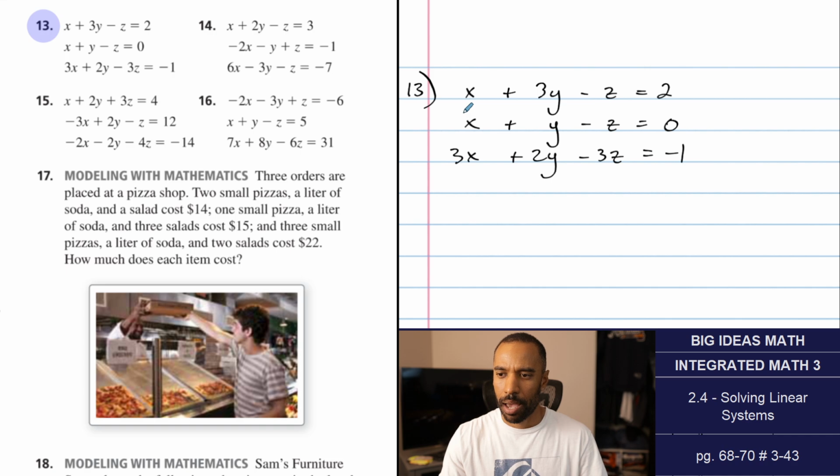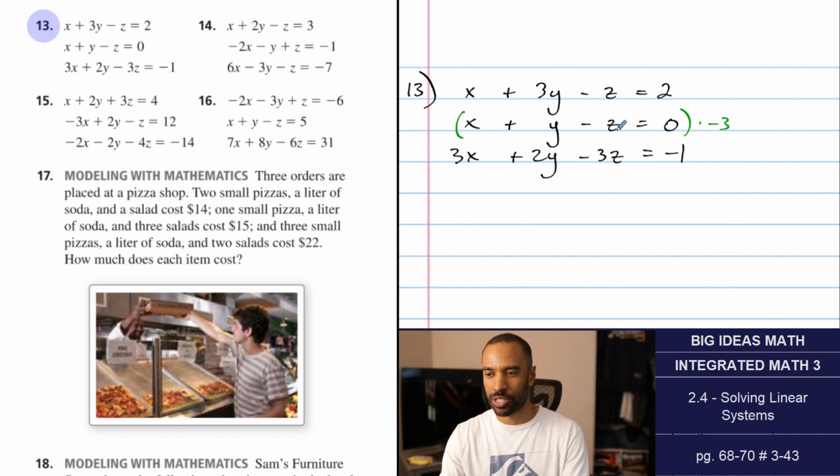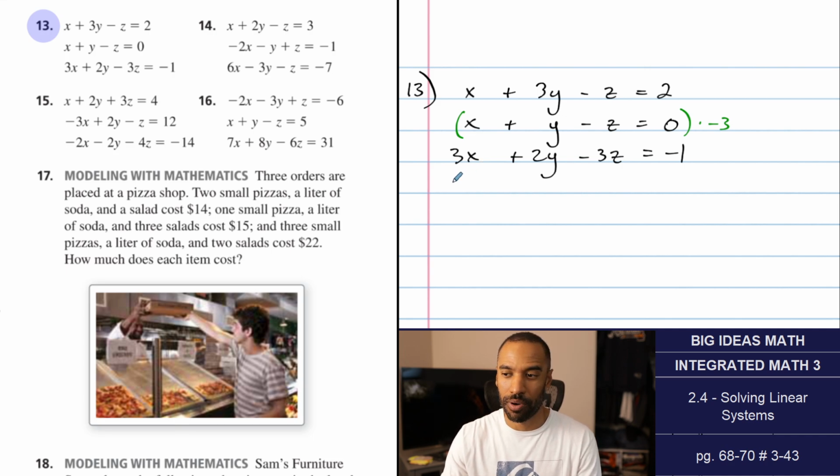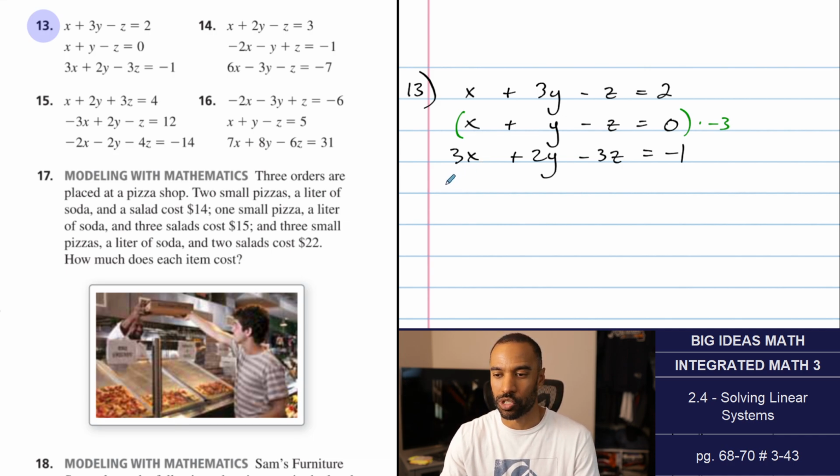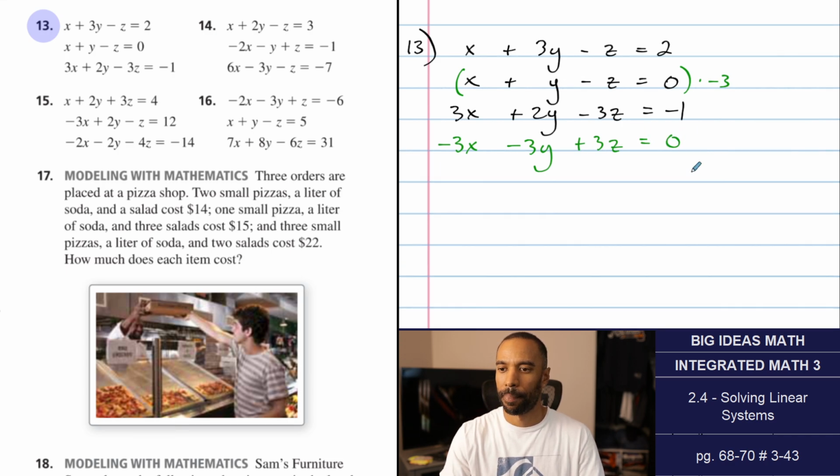I'm still going to do it. I'm going to multiply this whole middle equation by -3. I was thinking it was going to eliminate everything. It looks like it will eliminate 2 of the 3 variables, though, and I'll see what I want to do with that after. At least it'll solve for y. -3x minus 3y plus 3z equals 0.